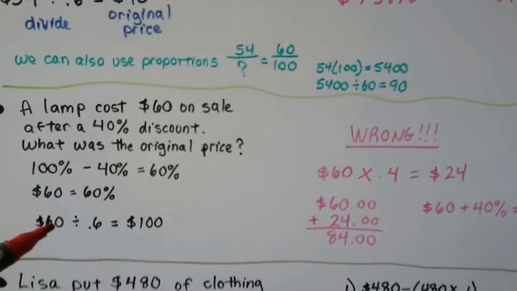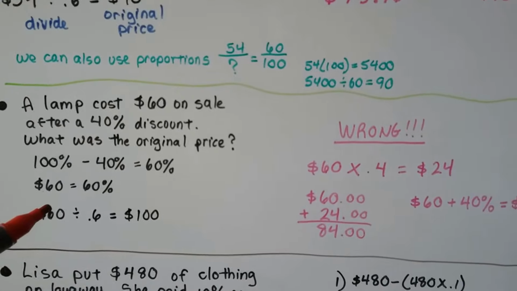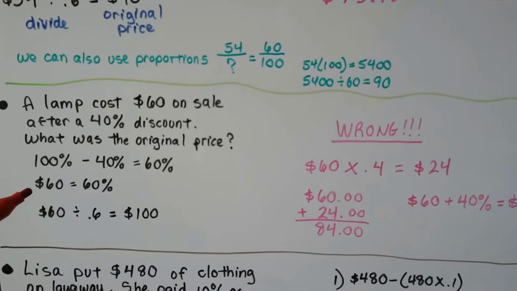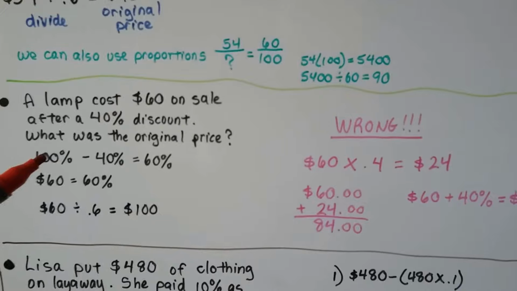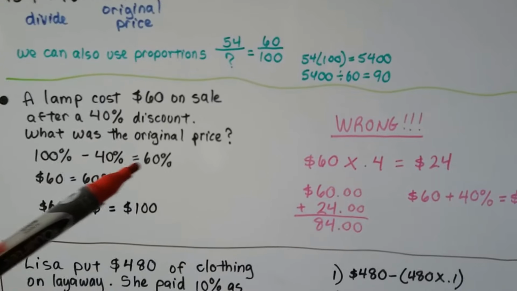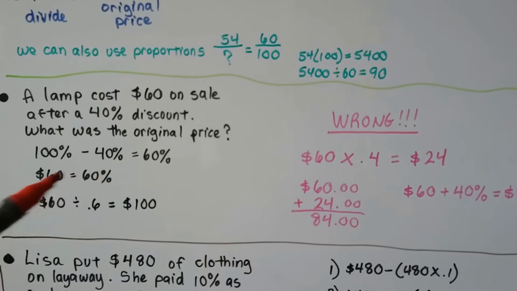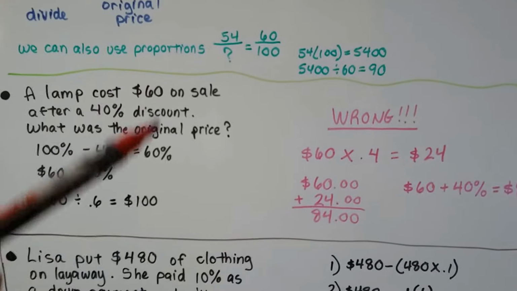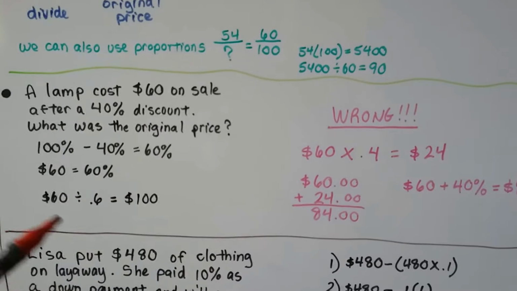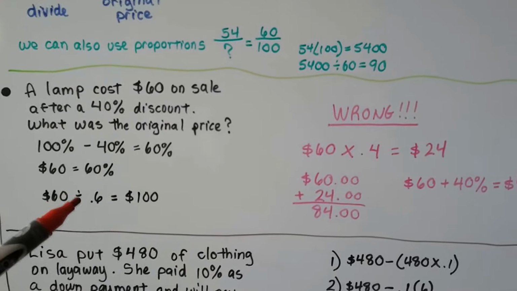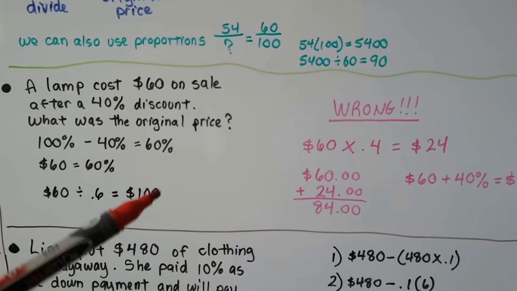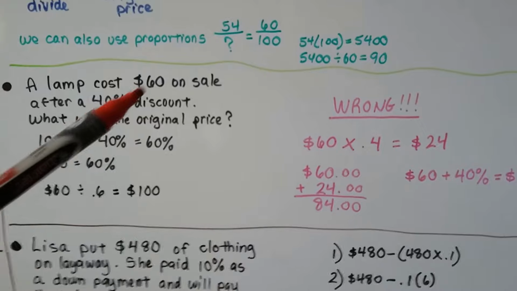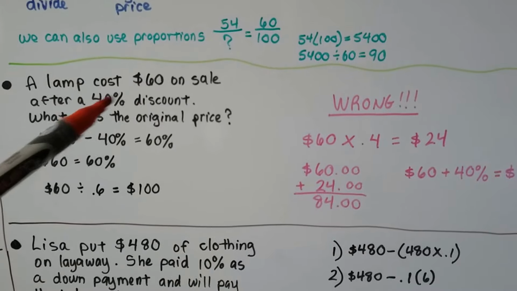Look at it this way. A lamp costs $60 on sale after a 40% discount. So now we're going to use round numbers. What was the original price? Well, 100% was the original price. They took away 40%, and now it's 60%. That $60 is the sale price, the 60% price. When we do 60 divided by 0.6, that's 100. That makes sense in our head because if it's $60 after a 40%, that's 100, isn't it? 40 plus 60.